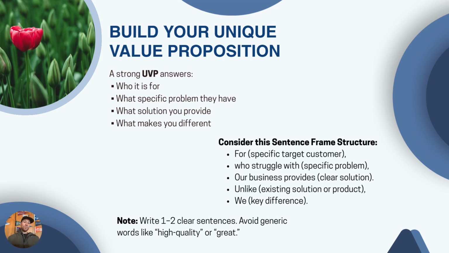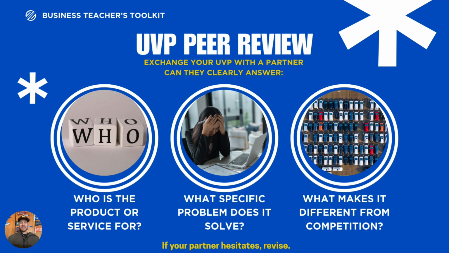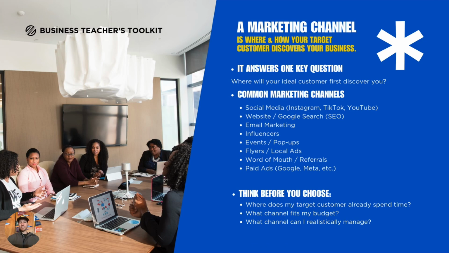I would write this out in 1 to 2 sentences, avoiding generic words like high quality or great or low price or something like that. Then after that, I have my students do a peer review of their unique value proposition. So they exchange their UVP with a partner and ask, can they clearly answer the following? Who is the product or service for? What specific problem does it solve? And what makes it different from the competition? If your partner hesitates, you need to revise it.